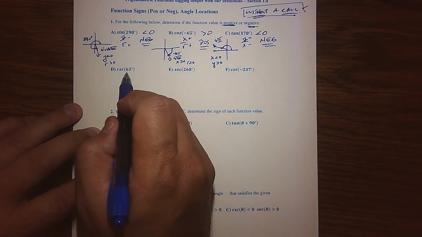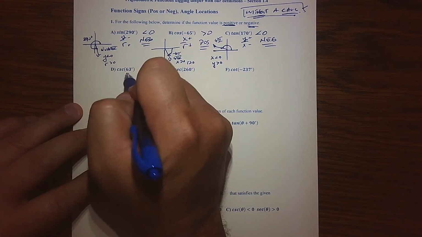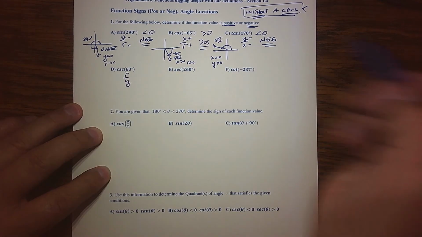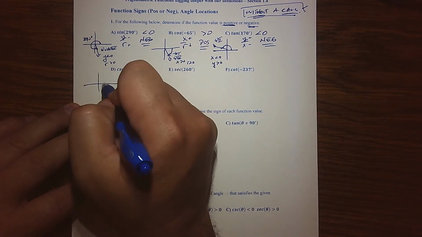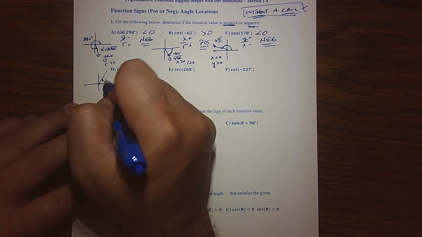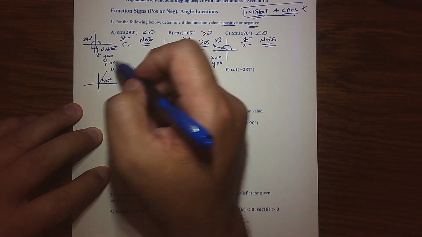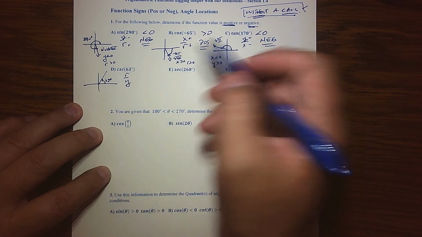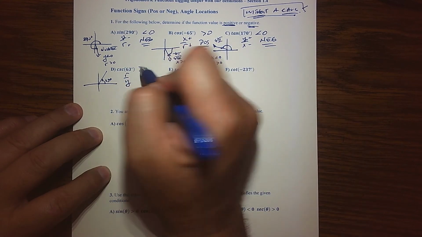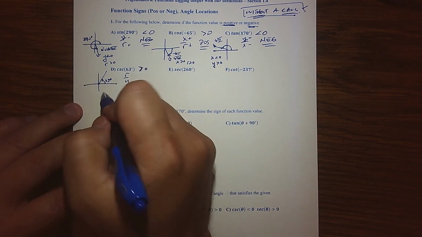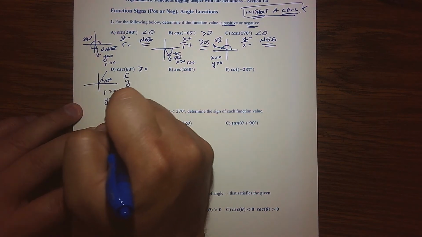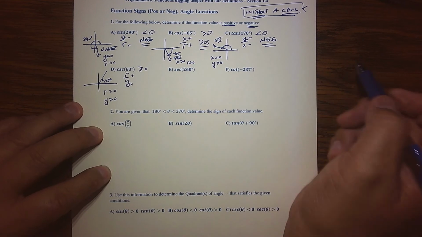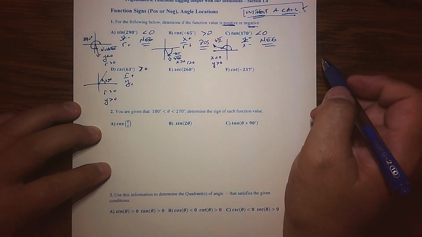Cosecant of 63: by definition, this is r over y. Drawing a picture of 63 degrees, that's about as nice as it can get. 63 degrees lies in quad 1. We know everybody's positive, or we know that r is positive and y is positive. So positive divided by a positive needs to be positive.